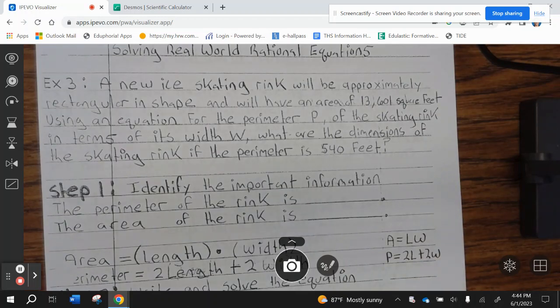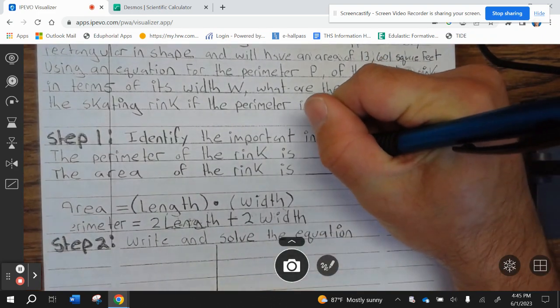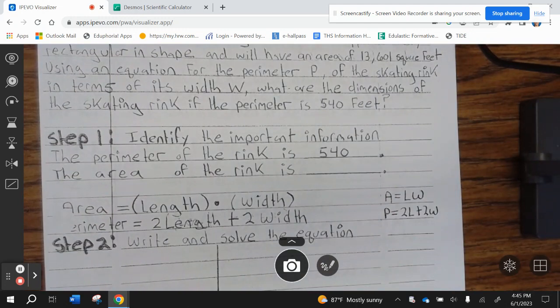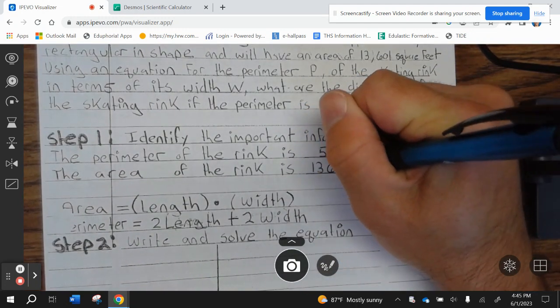Okay, a new ice skating rink will be approximately rectangular in shape and will have an area of 13,601 square feet. Using the equation for the perimeter P of the skating rink in terms of its width W, what are the dimensions of the skating rink if the perimeter is 540 feet? So identify the important information. The perimeter of the rink is 540. The area of the rink is 13,601.